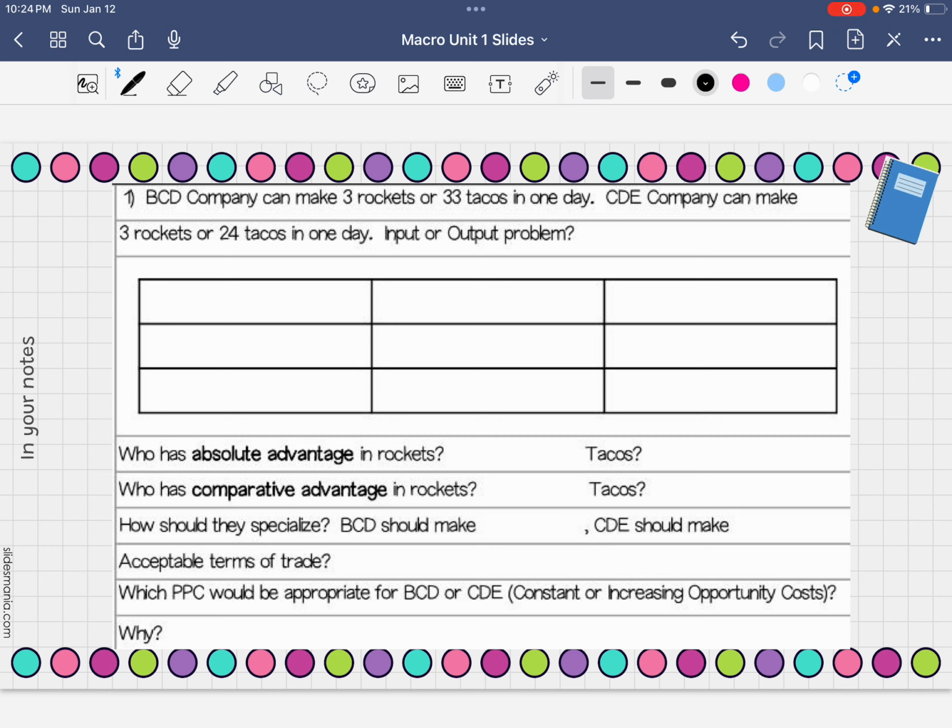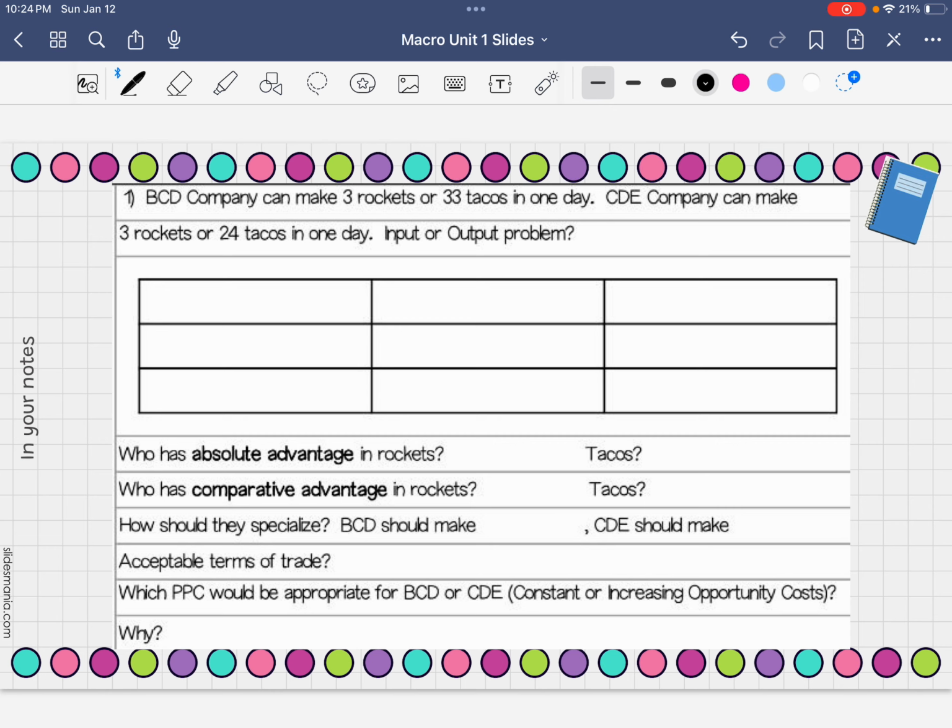All right, so this company can make 3 rockets or 33 tacos in one day. The second company, CDE, can make 3 rockets or 24. Is this an input or output? So it's how much they can make in one day. It's how much they're making. It's how much they're producing. This is an output question.